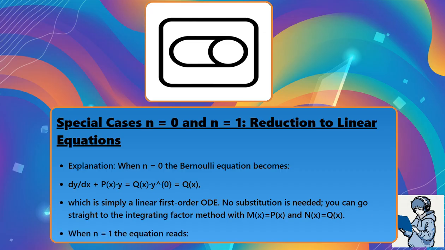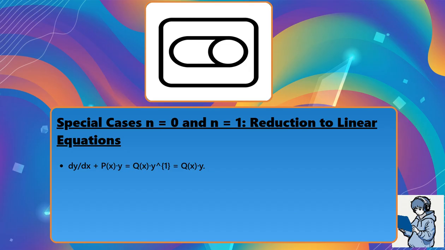When n equals 1, the equation reads dy/dx + p(x) y = q(x) times y to the 1, which equals q(x) times y.